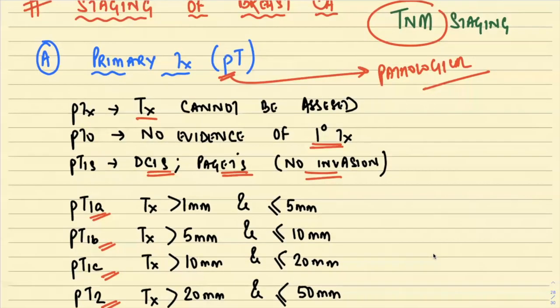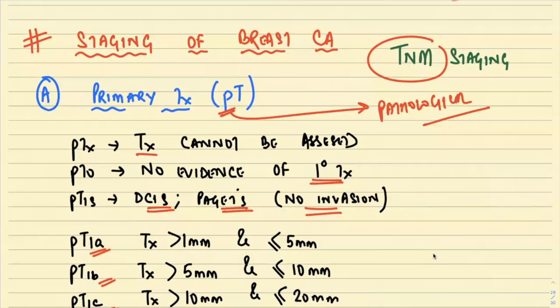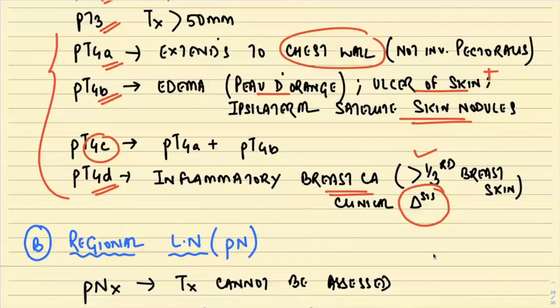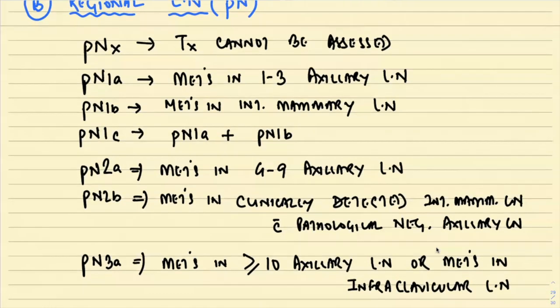So this is the TNM staging where T, the first thing, is the tumor. Then we will see the N. N means the node. So again, pNX means that the node cannot be assessed. Now it is very easy. N1. N1 means pN1a, metastasis involving 1 to 3 axillary lymph nodes. N1b is when it is involving the internal mammary lymph node, and both A and B together is N1c, that is 1a and 1b. Now N2 is what?